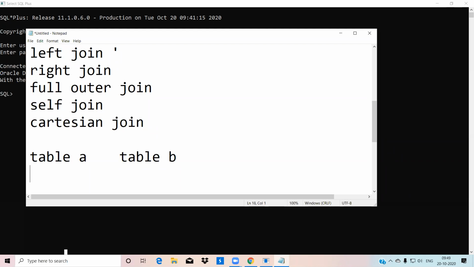Next is Cartesian join. So self join, what does self join do? It calls the database, it calls this table of its own.